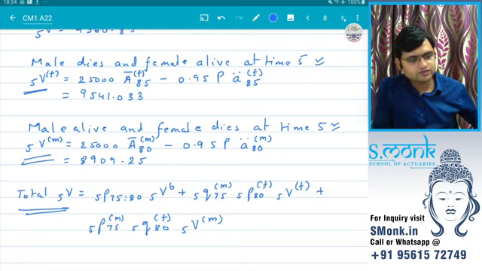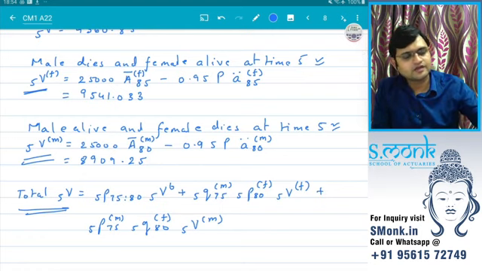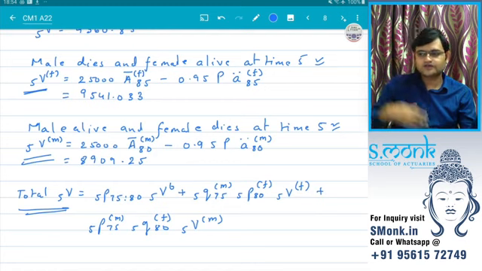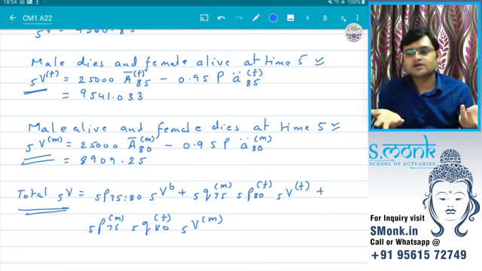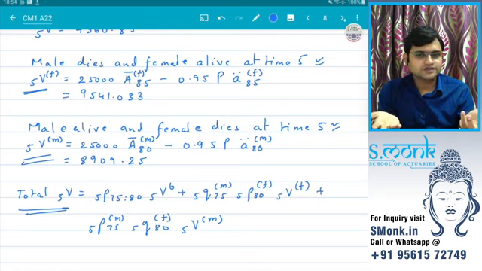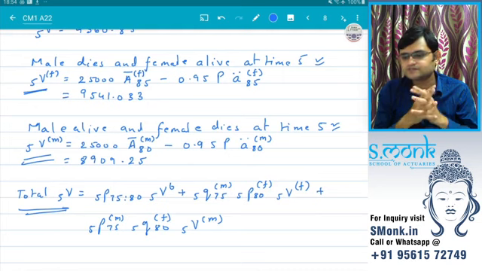This becomes the total reserve we will keep at time 5 if no other condition is given. We don't know whether both are alive, one died, one alive. This is how we will make our equation for reserves. We will take into consideration all three cases: both alive, one dies and the other one lives. Of course, if both die, the policy ends. That is why we are not considering that.